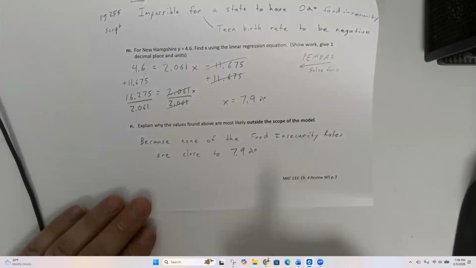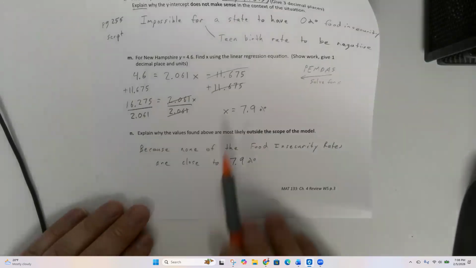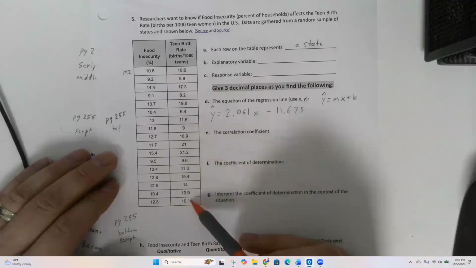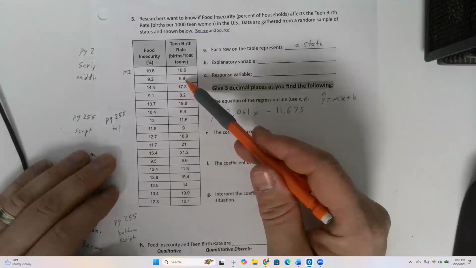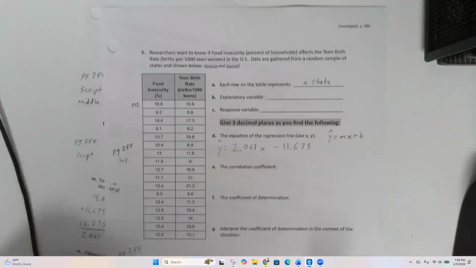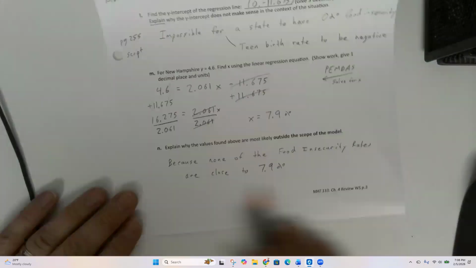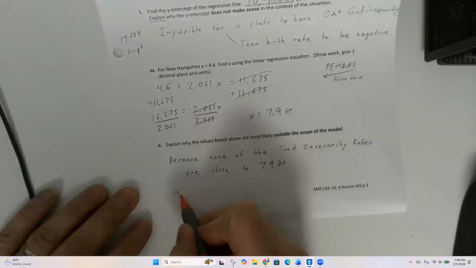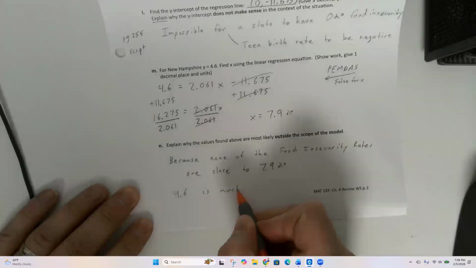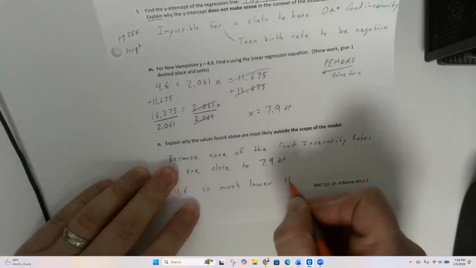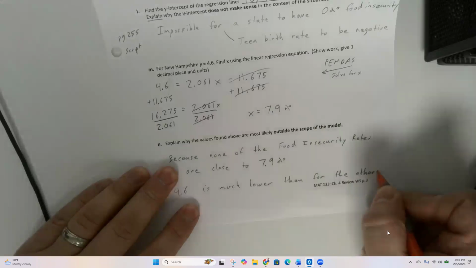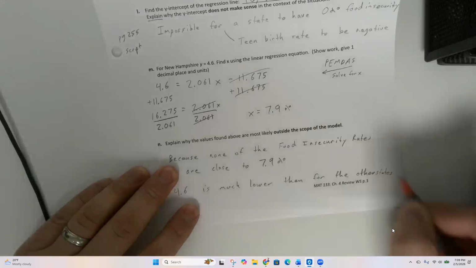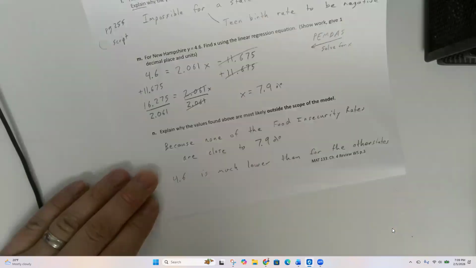Okay. And you didn't have to just look at the X, you could have also looked at the Y. Are any of these Y values close to 4.6? I mean, this one's 5.8, but all of these Y values are higher than 4.6. So you could have instead said 4.6 is much lower than for the other states. Okay. Either of these answers is fine. Okay.